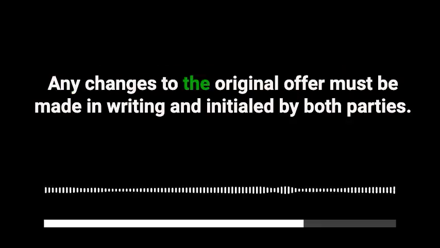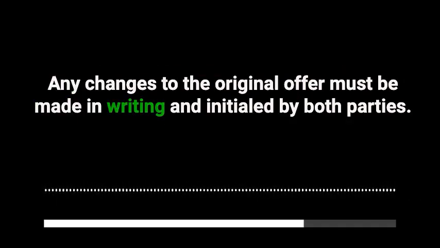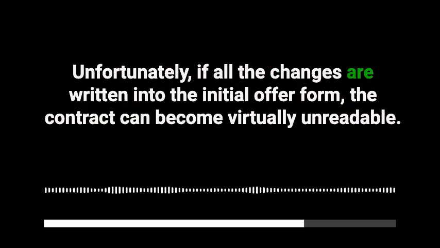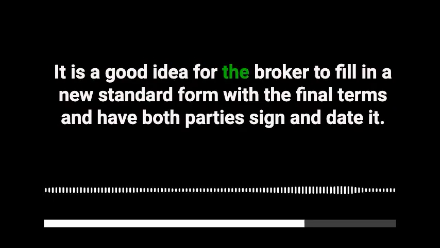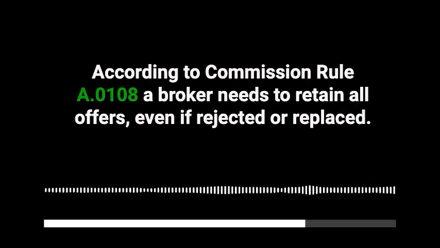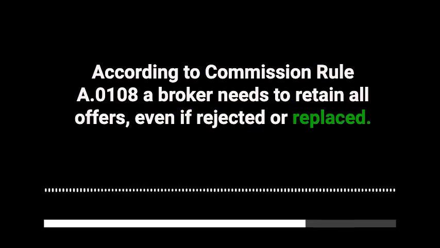Any changes to the original offer must be made in writing and initialed by both parties. Unfortunately, if all the changes are written into the initial offer form, the contract can become virtually unreadable. It is a good idea for the broker to fill in a new standard form with the final terms and have both parties sign and date it. This avoids later confusion over which terms were changed and how. According to Commission Rule A-108, a broker needs to retain all offers, even if rejected or replaced.